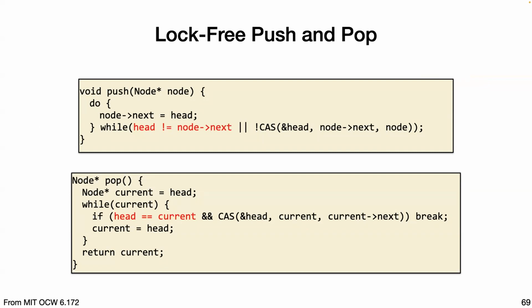Why don't we just make the compare and swap only invalidate the cache line if we are actually making any changes? Sorry? Why don't we just make the compare and swap only invalidate the cache line if we are actually making changes? It's a good question.